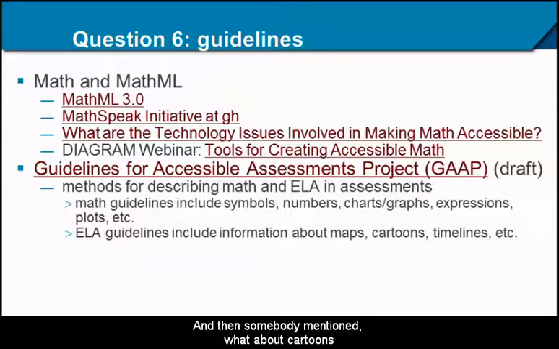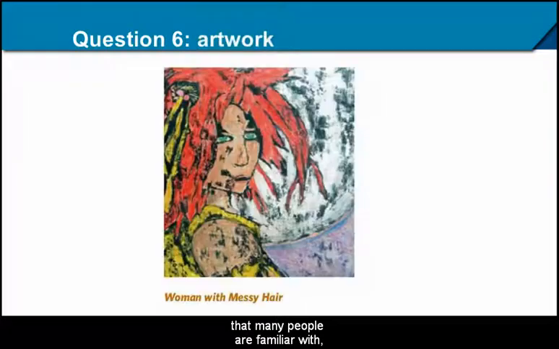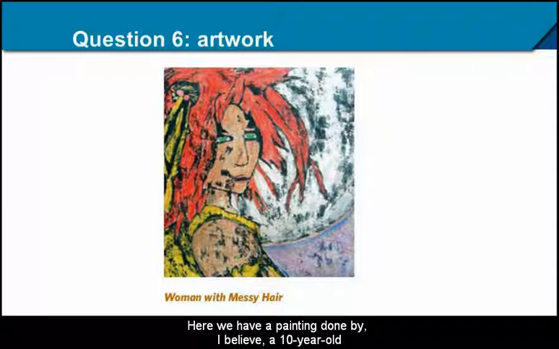And then somebody mentioned, what about cartoons and things like that? Well, you can find information here in the GAP guidelines about maps and cartoons and artwork, timelines as well. And so that's a good place to look for information. And speaking of describing art, since it's not something that many people are familiar with, I thought we'd end with a sample of that. Here we have a painting done by, I believe, a 10-year-old, and it was presented by Very Special Arts in Florida with an audio description, and I thought I would play that audio description for you now.